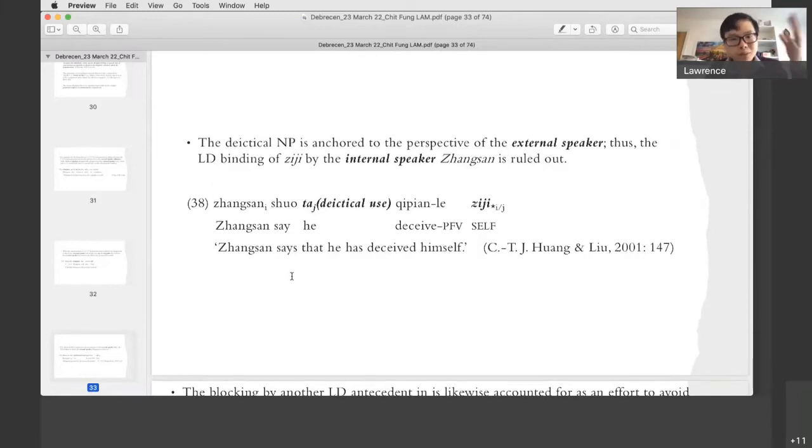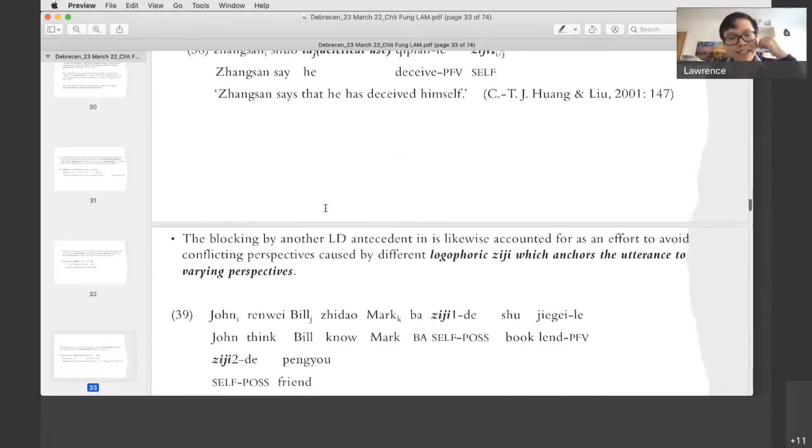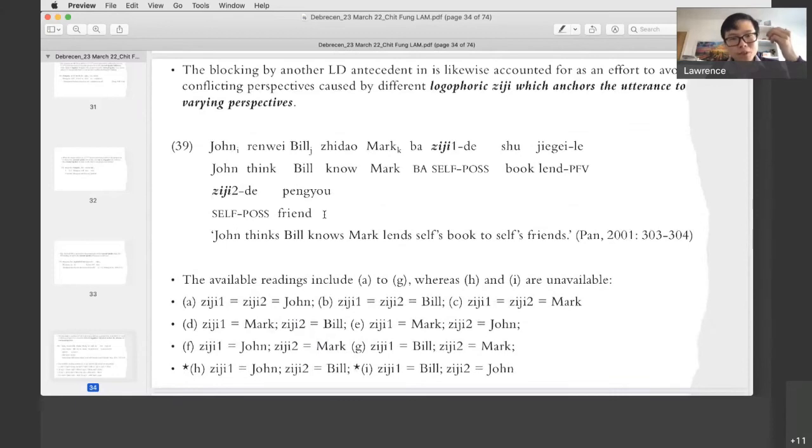So similarly, people would use this kind of perspective anchoring mechanism to explain why the dialectical use of a pronoun will cause the blocking effects. And even when it comes to the most complicated examples where there are multiple long distance binders, and why there are blocking effects, we say that it is because the different logophoricity anchors the utterance to varying perspectives, the different perspectives of people. All right, that's why it causes the problems.